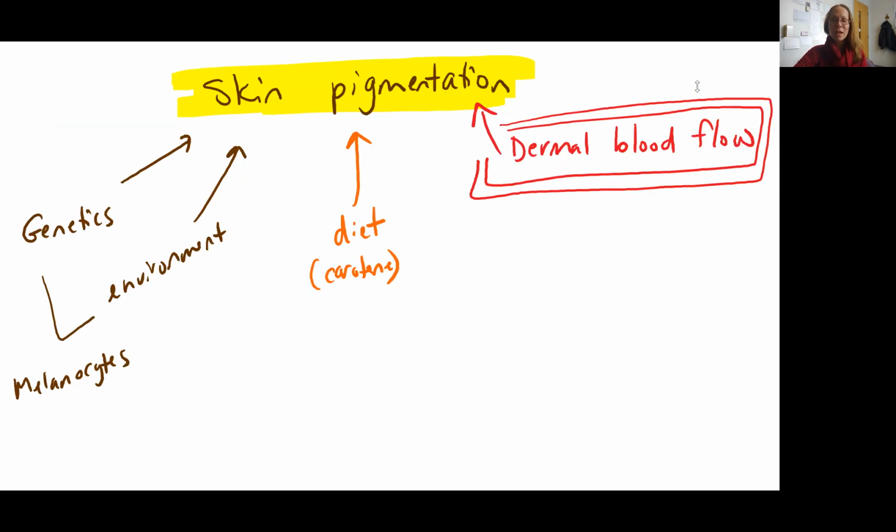So we're seeing melanocytes, and they're being controlled both by genetics and environment, giving us different colorations for our skin. Our diet, carotene, is also influencing our skin pigmentation. And a third source is dermal blood flow. So if you have blood flowing to the dermis, you're going to have more of a rosy red color potentially. You've seen the flush that happens with embarrassment or with lots of activity. Or maybe somebody's looking more pale because that blood is more flowing internally and away from the dermis.